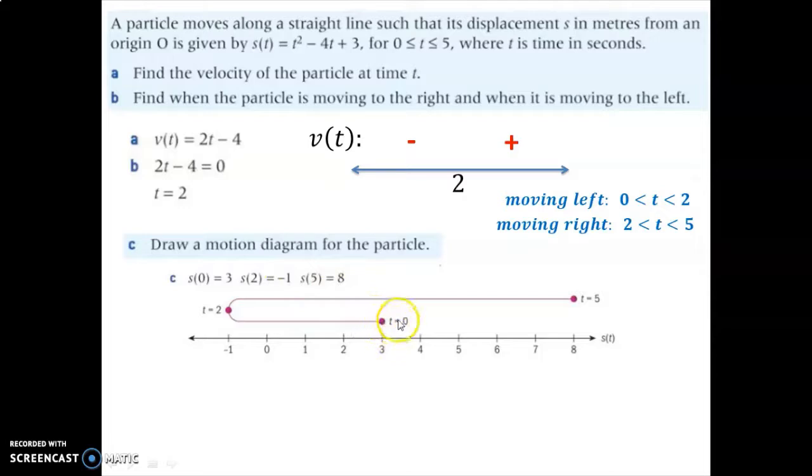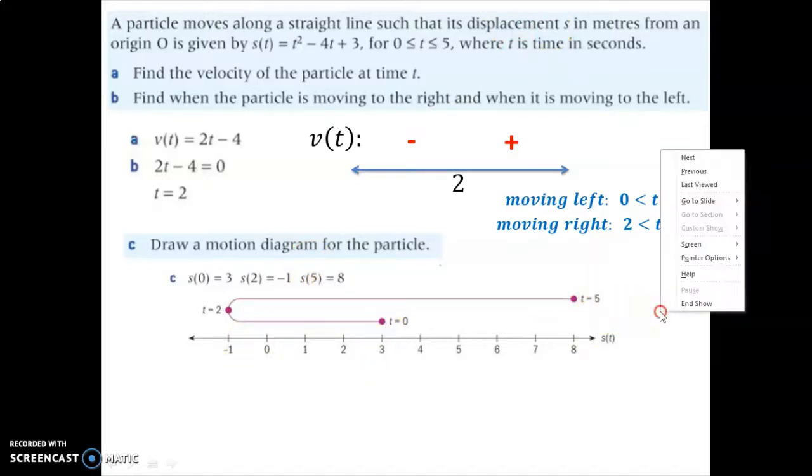So it begins here, time 0, at position 3. Then it goes left, because we figured that out. It arrives at time 2, and now it is -1 from whatever this reference point is. And then it changes direction, moves right, until time 5, when it is at a position of 8 meters away from this reference point 0. Okay, that's how you draw a position diagram. Make sure you remind yourself.